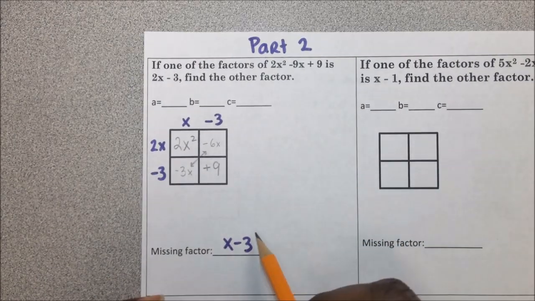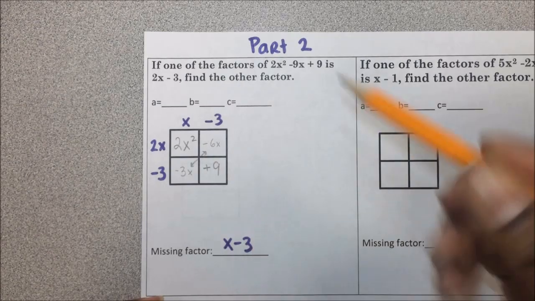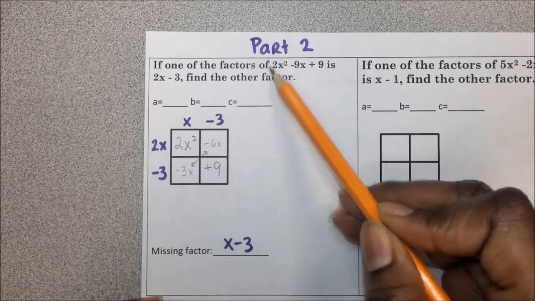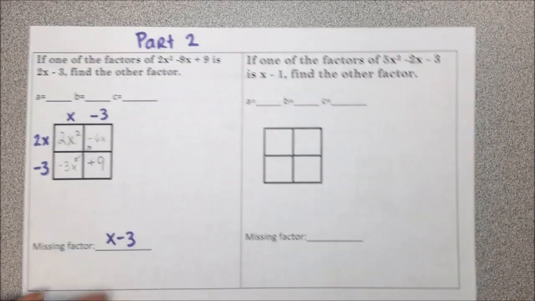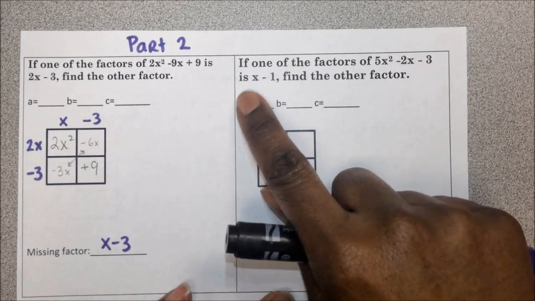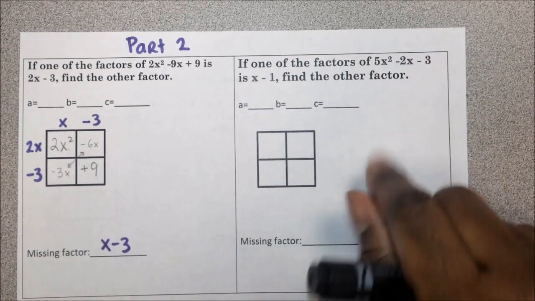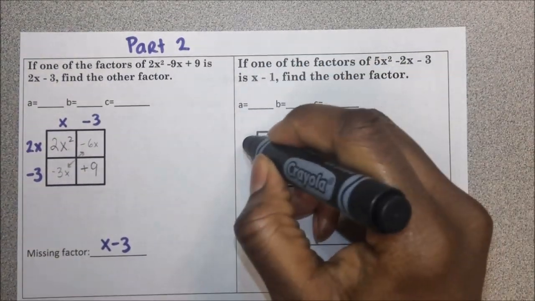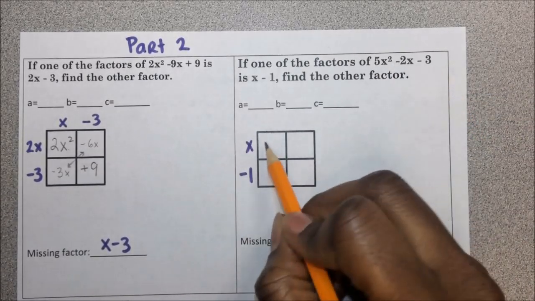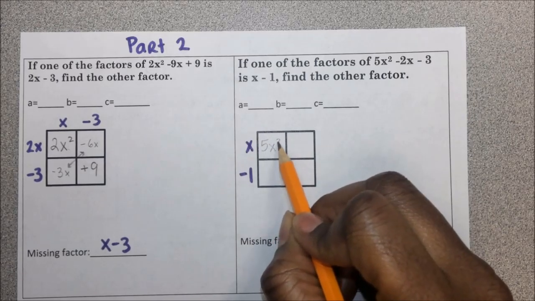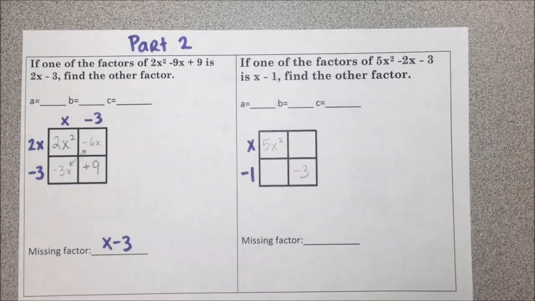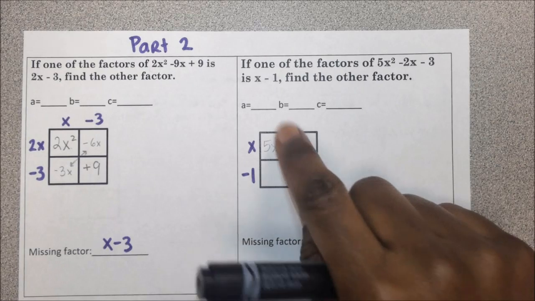Remember, this is supposed to be just a little bit of a shortcut because it gives you one of the factors, and we can put in the pieces of the product that we know, which are the a and c. Let's try it again. Once again, it says if one of the factors of 5x squared minus 2x minus 3 is x minus 1, find the other factor. That's a clue. Remember, it gives us one of the factors already. And then we can fill in the pieces of the product that we know, which is 5x squared and negative 3. Now see if you can fill in the missing pieces here.